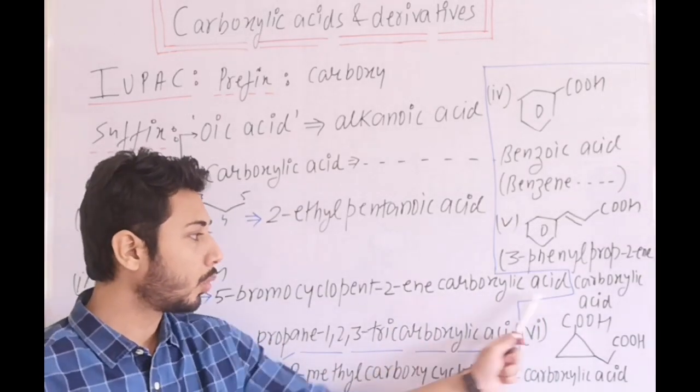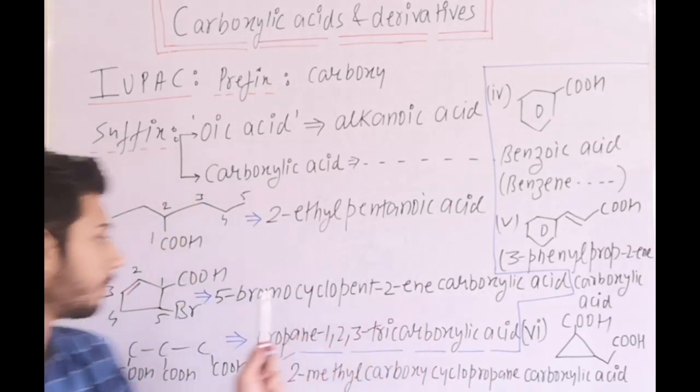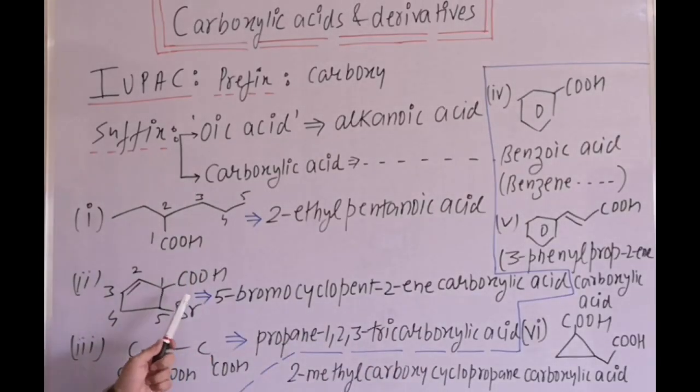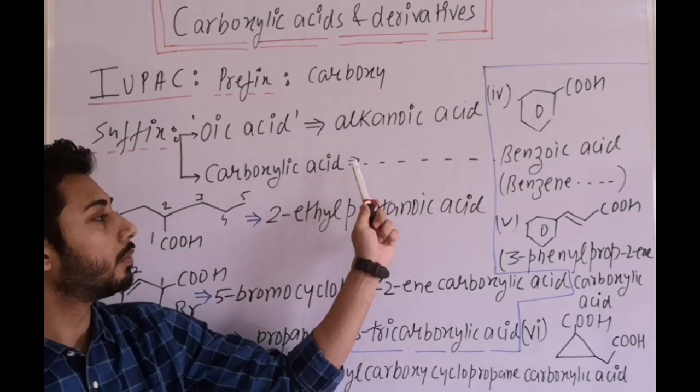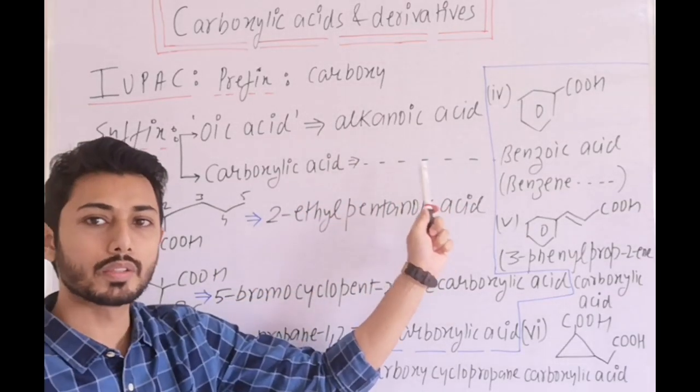Here we are not using oic acid. Why? Because the carbon of the carboxylic group is not counted. That's why we use the second suffix, carboxylic acid, and here what is the dot? It means cycloalkane carboxylic acid.